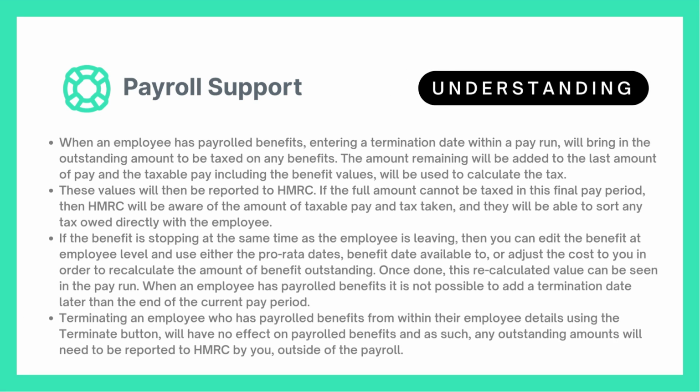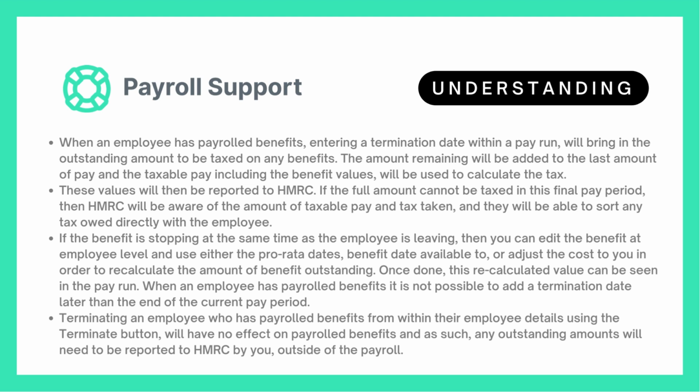If you find that you need to terminate an employee who has payroll benefits, you should terminate them within their final pay run. Once you've entered their termination date in that pay run, it will bring in the outstanding amount to be taxed on any benefits. Most benefits are for a full year, so the amount remaining will be added to the last amount of pay, and the taxable pay including the benefits value will be used to calculate the tax. These values will then be reported to HMRC.